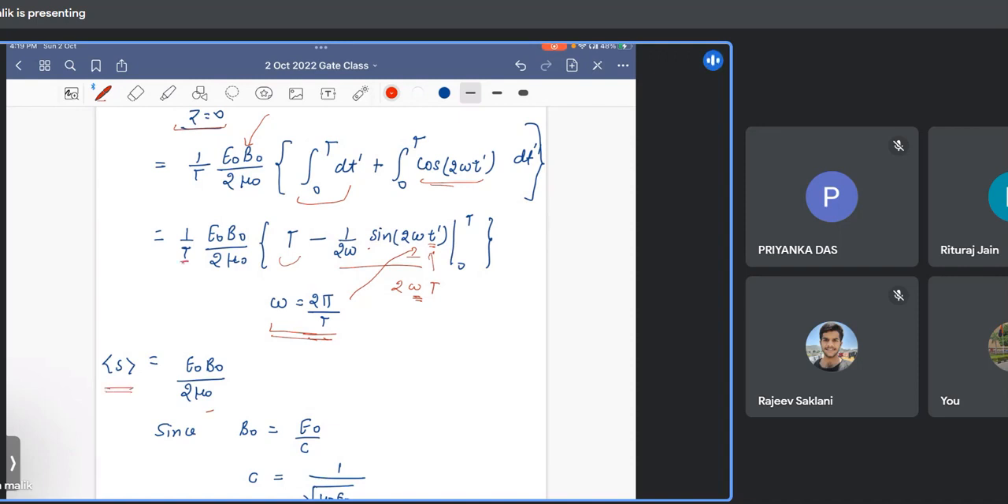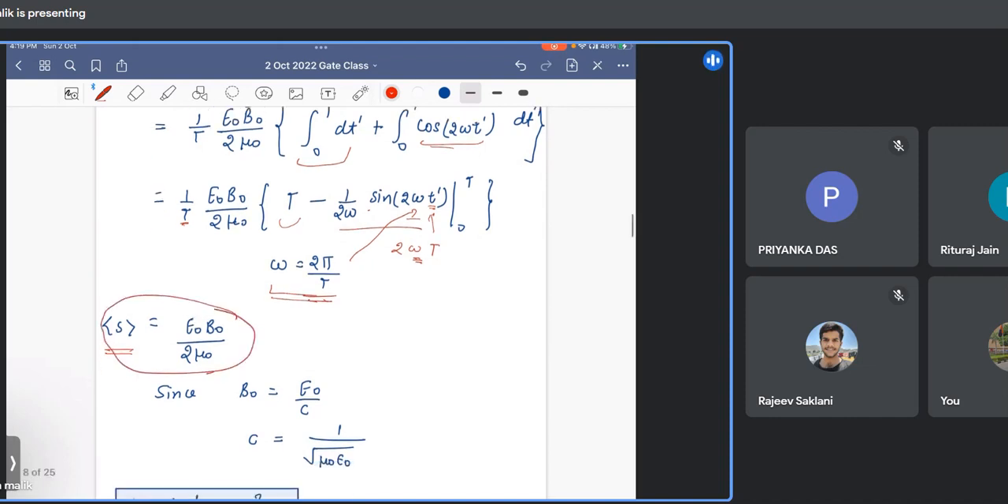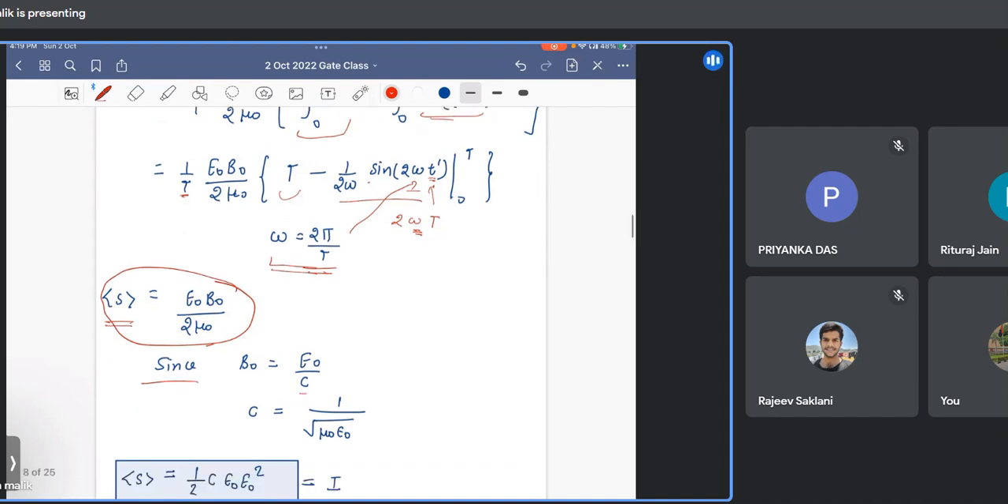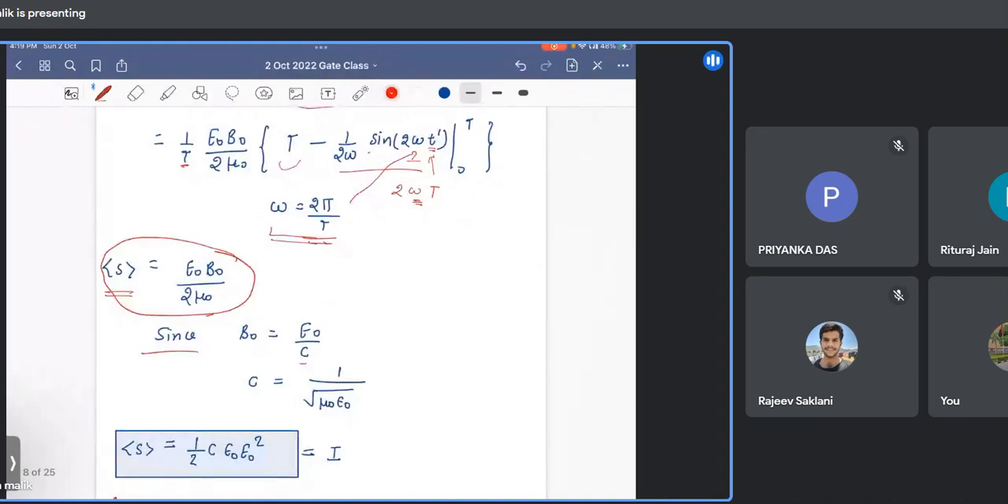So the average value of the Poynting vector is given by E naught B naught by 2 mu naught. And for an EM wave, B naught is E naught by C, where C is given by this expression. So when we put the value of B naught, the average value of the Poynting vector is given by this. And this is what is known as the intensity of this EM wave.